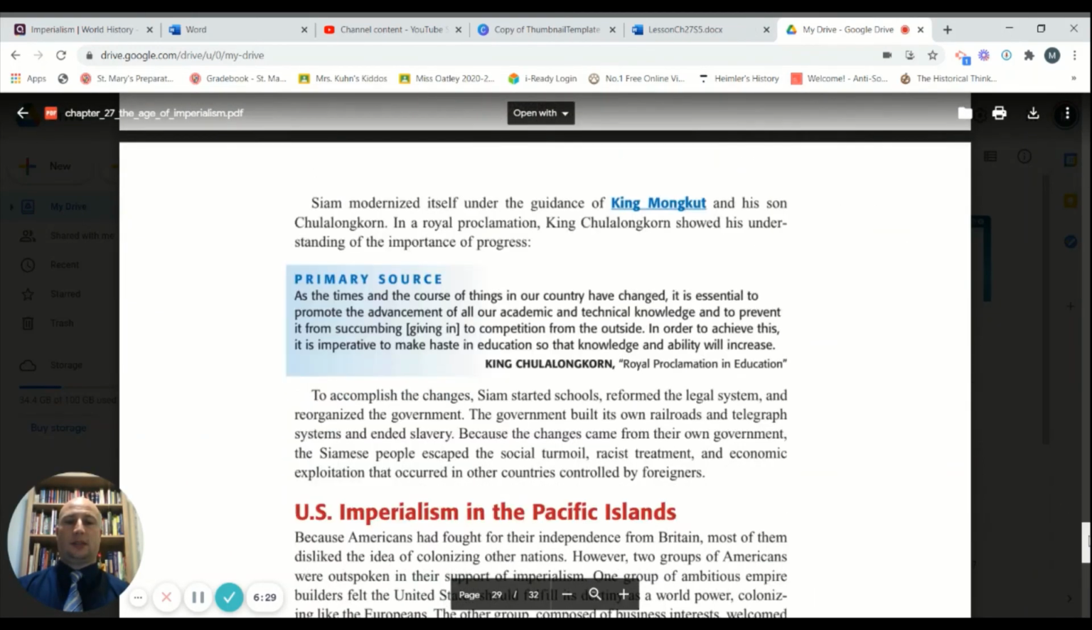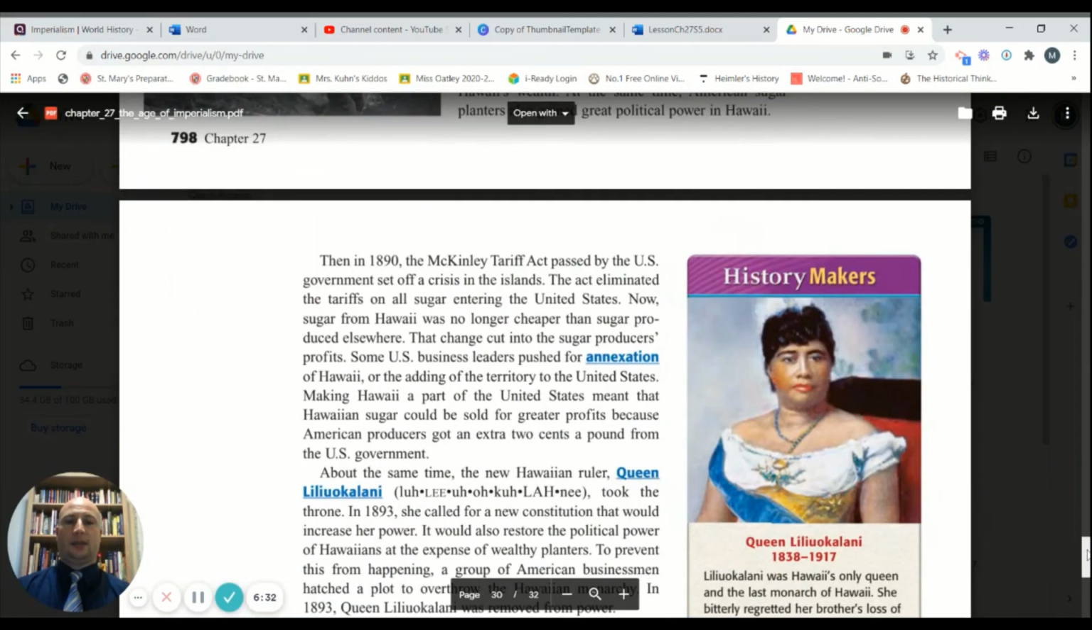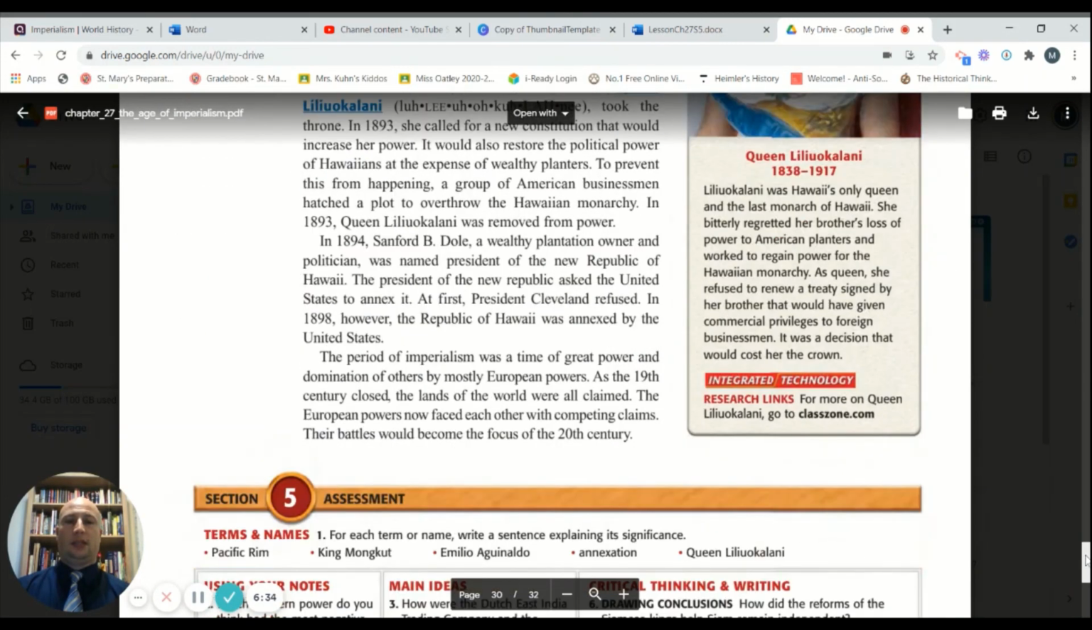She's in the textbook. Just give me 1 second. There she is. There's Queen Liliuokalani. I'm going to read to you. She was Hawaii's only queen and the last monarch of Hawaii. She bitterly regretted her brother's loss of power to American planners and worked to regain power for the Hawaiian monarchy. As queen, she refused to renew a treaty signed by her brother that would have given commercial privileges to foreign businessmen. It was a decision that eventually cost her the crown, but she wanted Hawaii to remain independent.